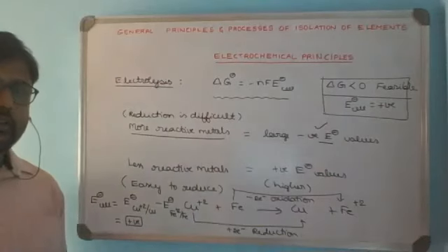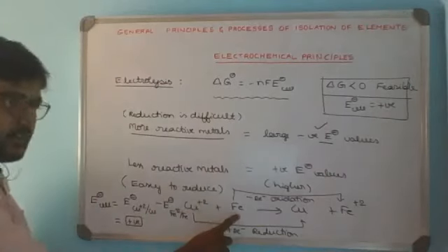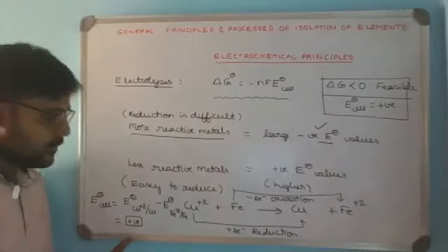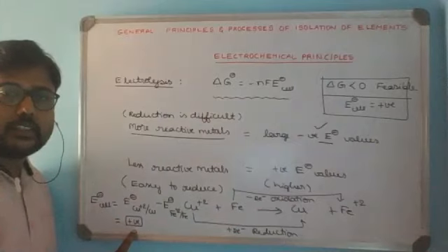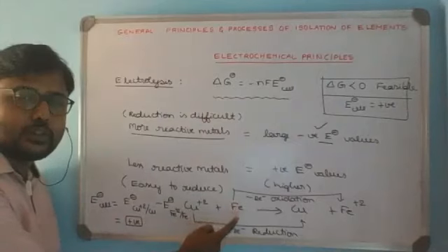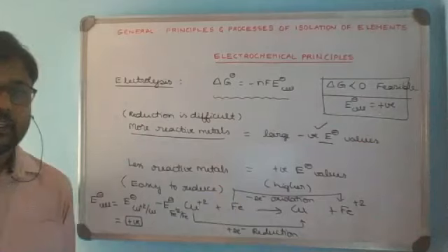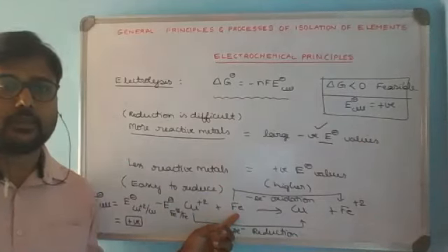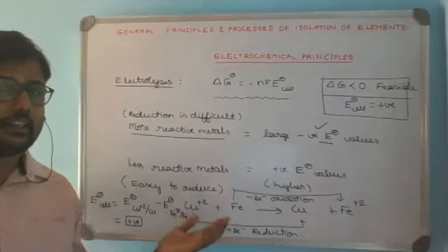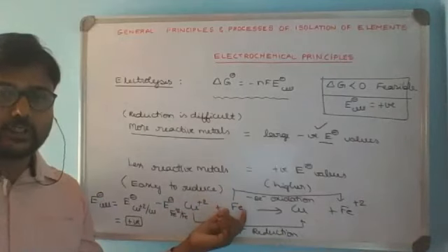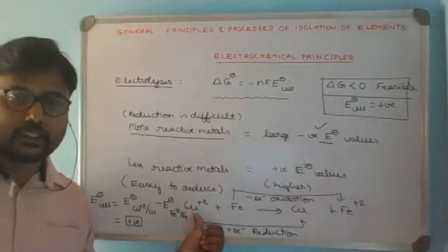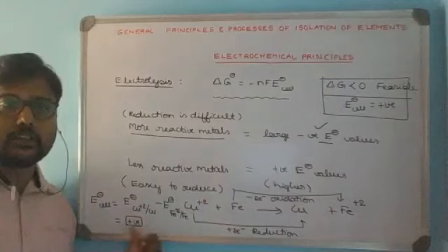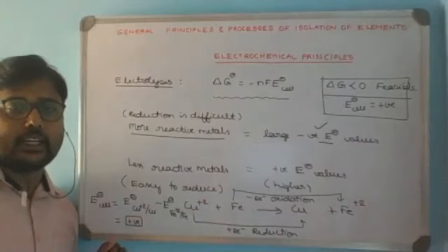That means if we use iron for the reduction of copper, the overall E0 cell value is a positive value, which explains that iron is used for reducing the copper. That means iron can act as a suitable reducing agent here. Hope the information is clear. So iron can be used as a reducing agent for reducing the copper because its overall E0 cell value is coming as positive. Suppose what happens if the value is negative?